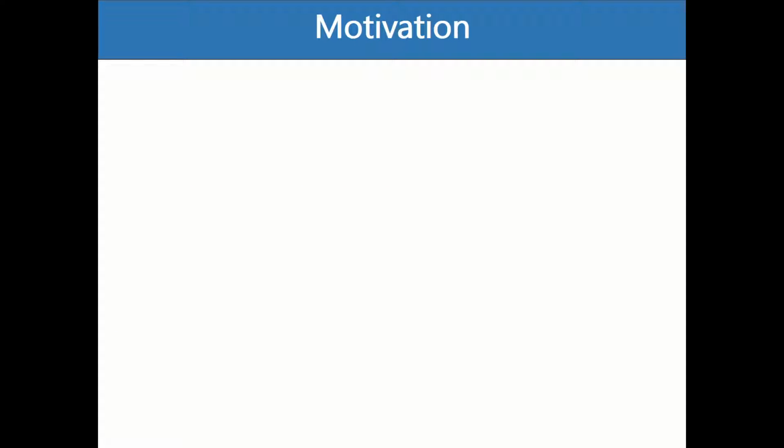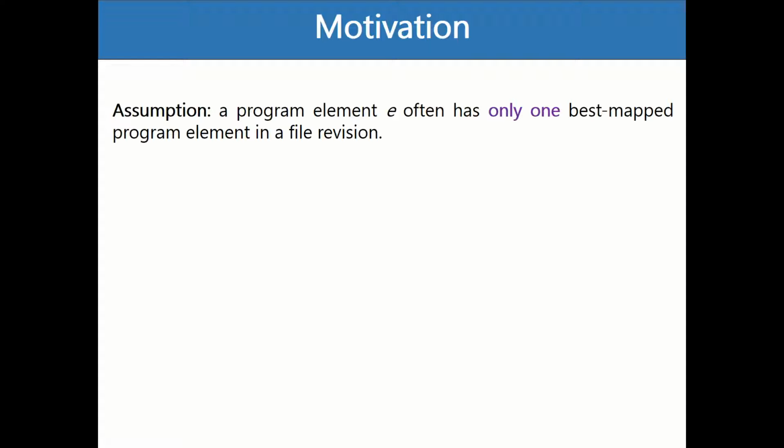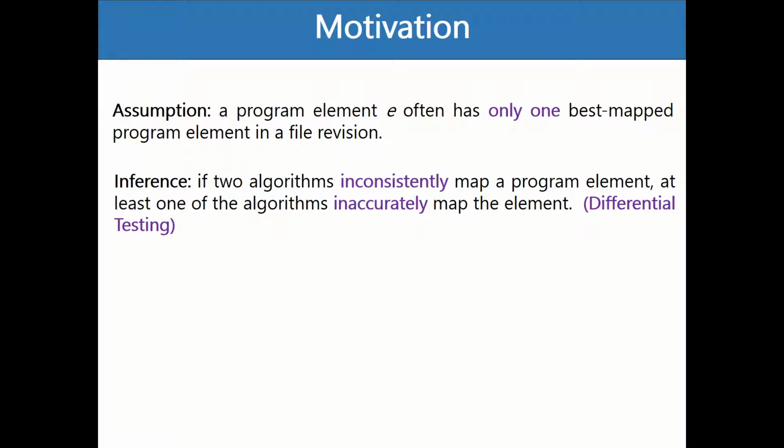Our approach is based on an assumption. In a file revision, an element often has only one best mapped program element. Based on this assumption, we can infer that if two algorithms inconsistently map a program element, at least one of the algorithms inaccurately maps the element. In the software testing area, this approach is called differential testing.